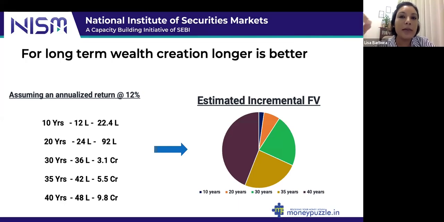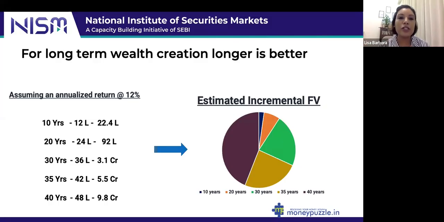With lump sums, sometimes that can't happen. Why is that regular investment so important? Because wealth is created in the long run. And unless you're putting in some money all the time, that wealth creation balloon will not grow as much.